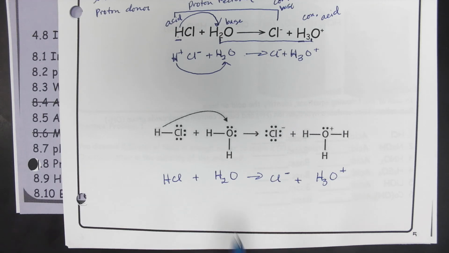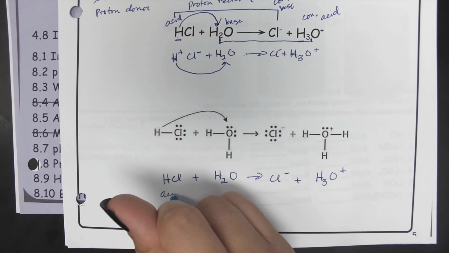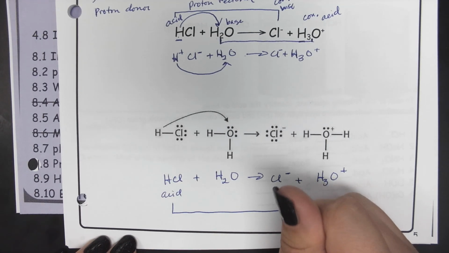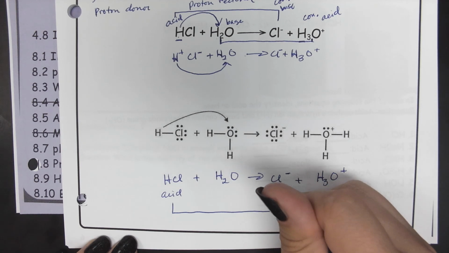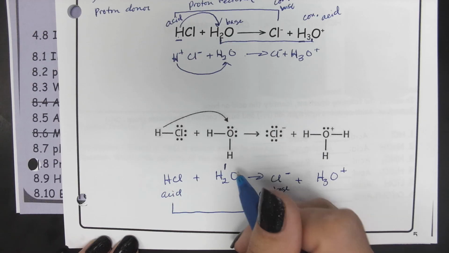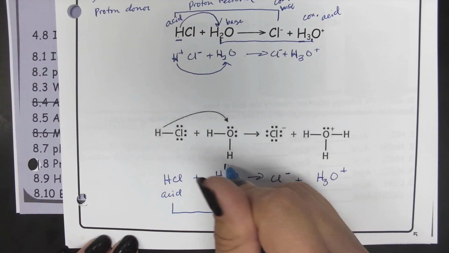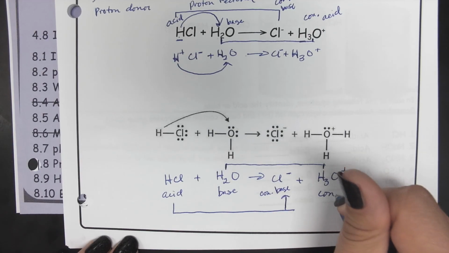So as a quick reminder, if something is going to lose a hydrogen, it's an acid. And what it turns into after it loses the hydrogen, that is the conjugate base. And then if we have something that is going to gain a hydrogen, that's a base. And what it turns into after it gains the hydrogen is the conjugate acid.